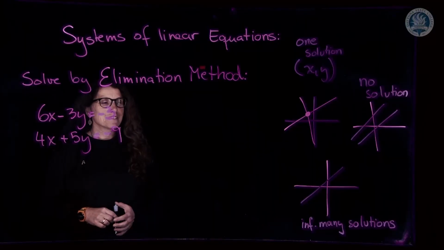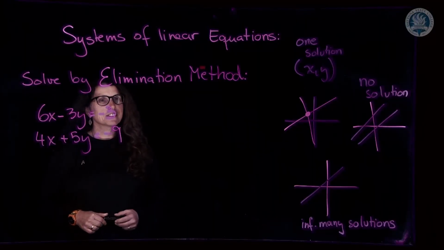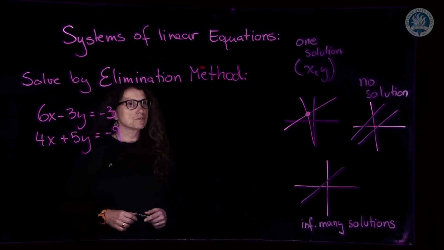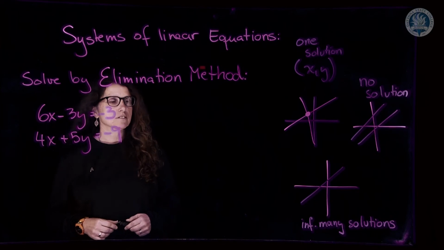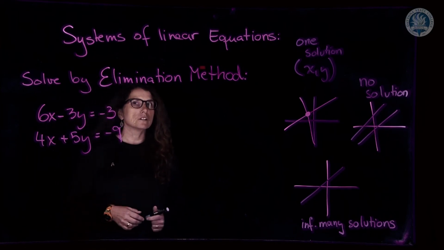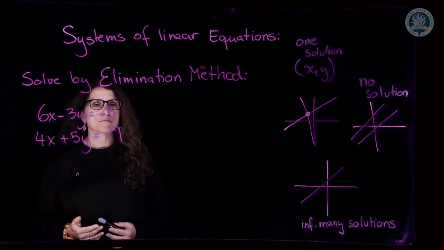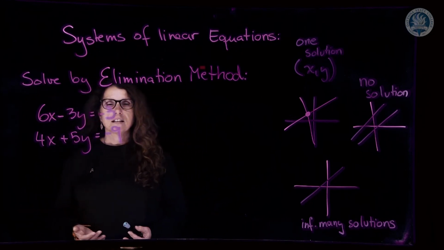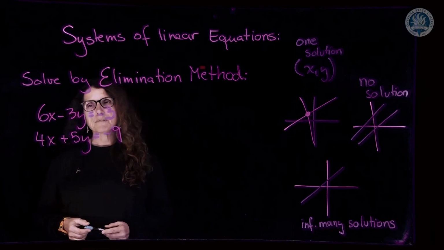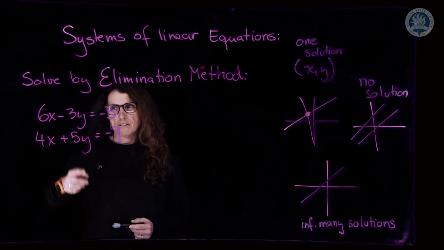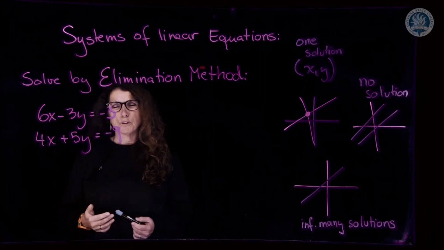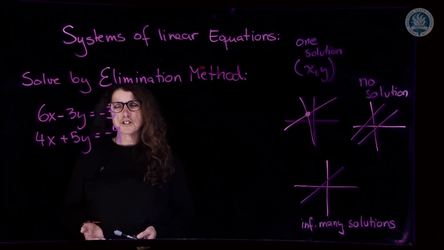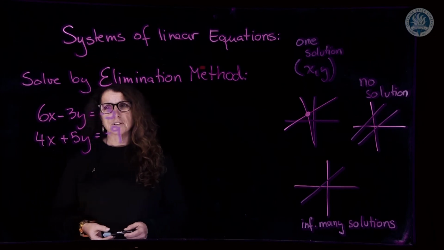Another method of solving systems of linear equations is called the elimination method. Some books also call this the addition method. So addition or elimination method, they're both the same. As the word indicates, in this case we have to eliminate a variable. Either we're eliminating the x or the y. This really depends on the student. Which do you think is easier to eliminate?